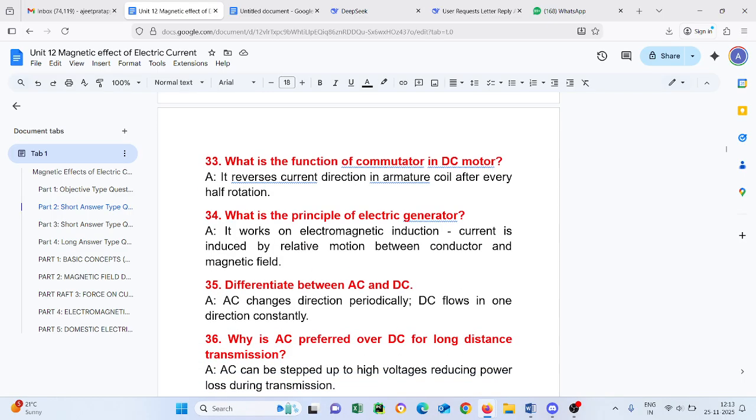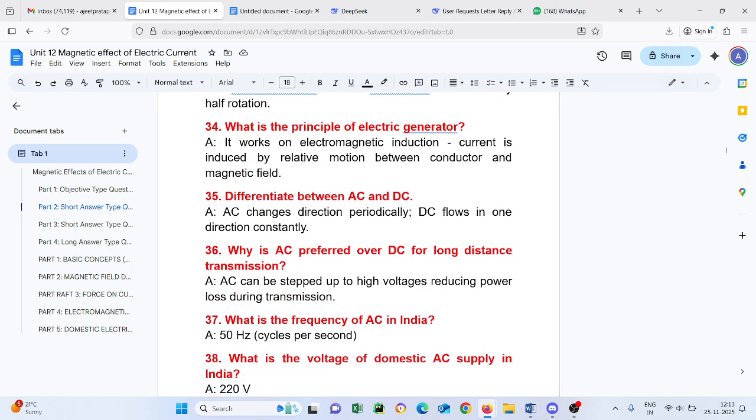Question number 35. Differentiate between AC and DC. AC changes direction periodically. DC flows in one direction constantly. Why is AC preferred over DC for long distance transmission? AC can be stepped up to high voltage, reducing power loss during transmission.